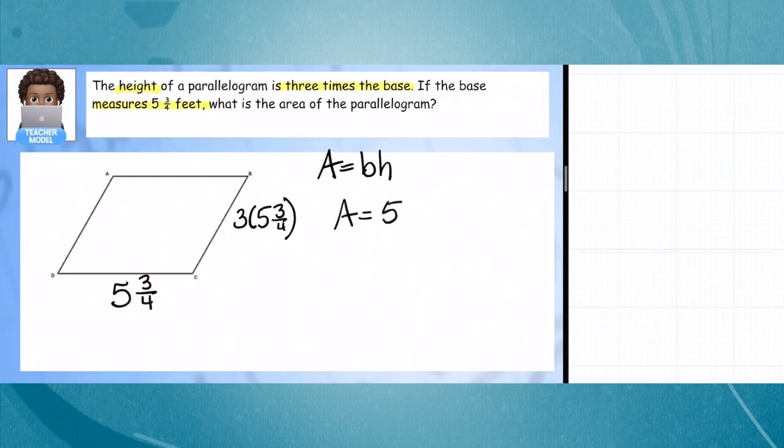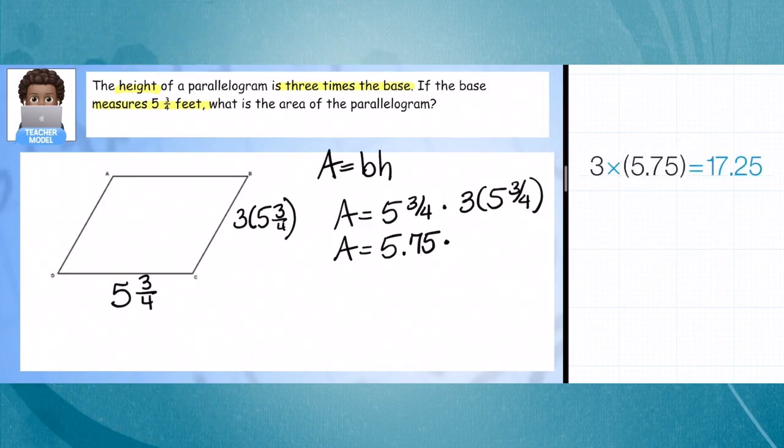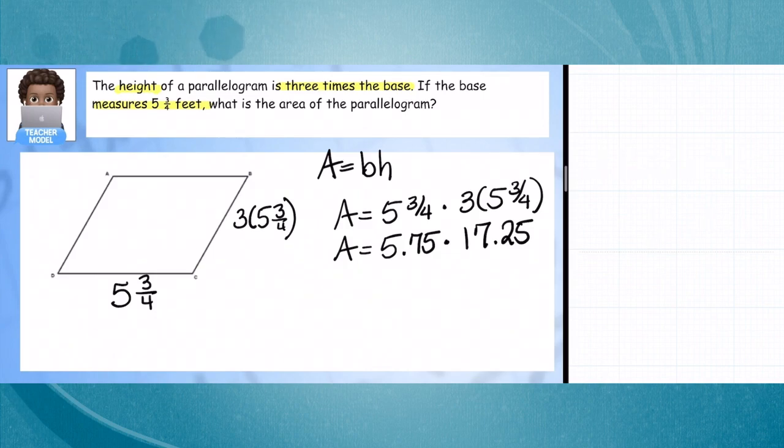Area is equal to 5 3/4 times 3 times 5 3/4. I'm going to choose to change my fractions into decimals to make it a little bit easier to work with. Let's do our conversion. So 75/100 times 3 times 5 75/100. It's 17.25. And now let's do our final multiplication.